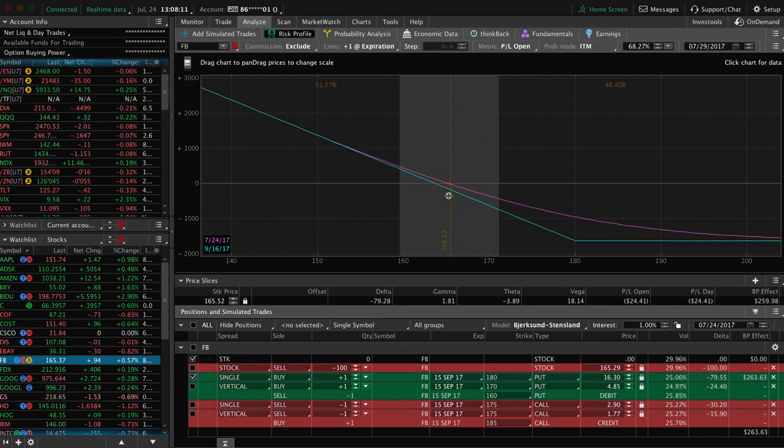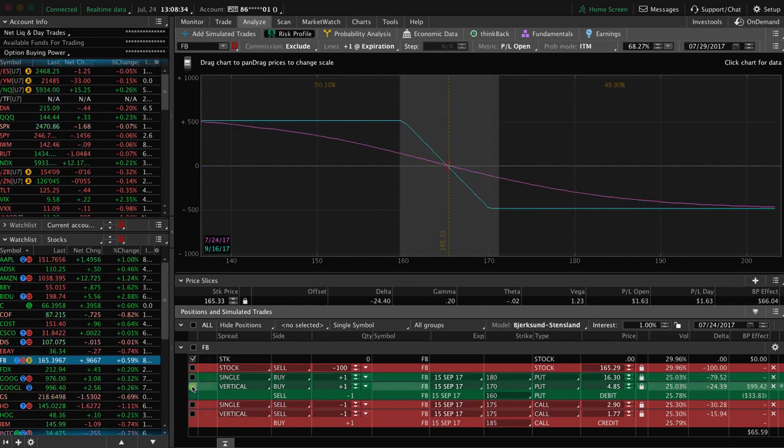Okay, so one of the advantages, as I mentioned though, is you're putting up a lot less capital. Whereas to short the stock, you're putting up over $16,000. To buy one put, you're simply putting up a little over $1,600. Okay, so about 10% of the value of actually shorting the stock.